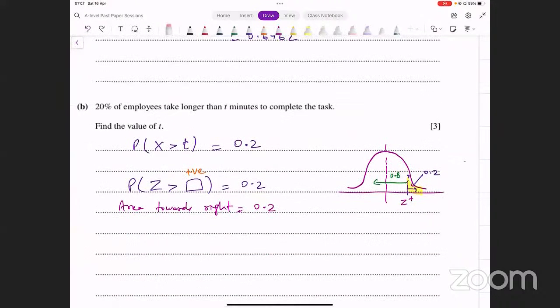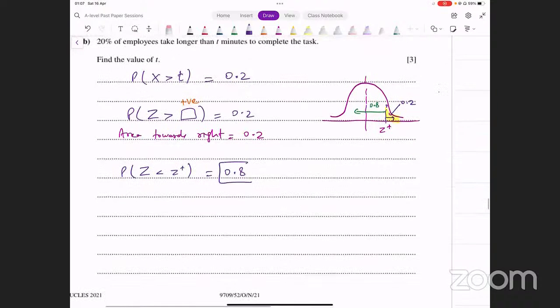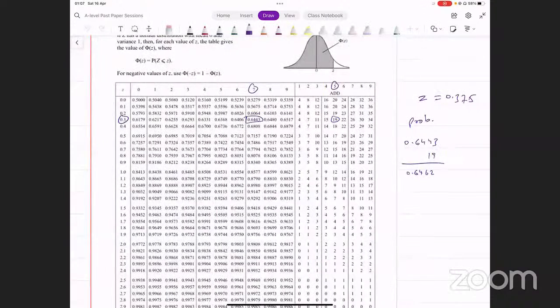Sorry about that. That's what we converted to. We say probability of z less than this positive value of z, that should be 0.8. अब क्या करेंगे? ये probability की वैल्यू है, इस पे जाके हम टेबल से देख लेंगे z की वैल्यू क्या आती है. ठीक है, probability वैल्यू क्या है? 0.8. Let's do that. Probability value is 0.8.